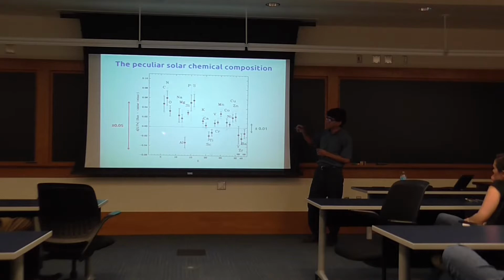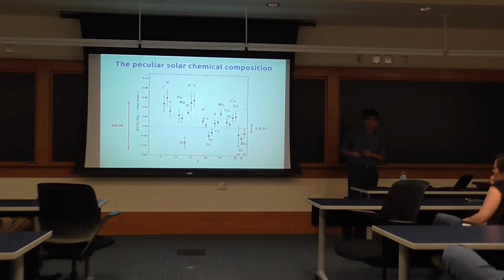That's consistent with this error bar. That's the scatter that you would expect just from observational noise. But if you have this kind of error bar, then you believe that this is real.